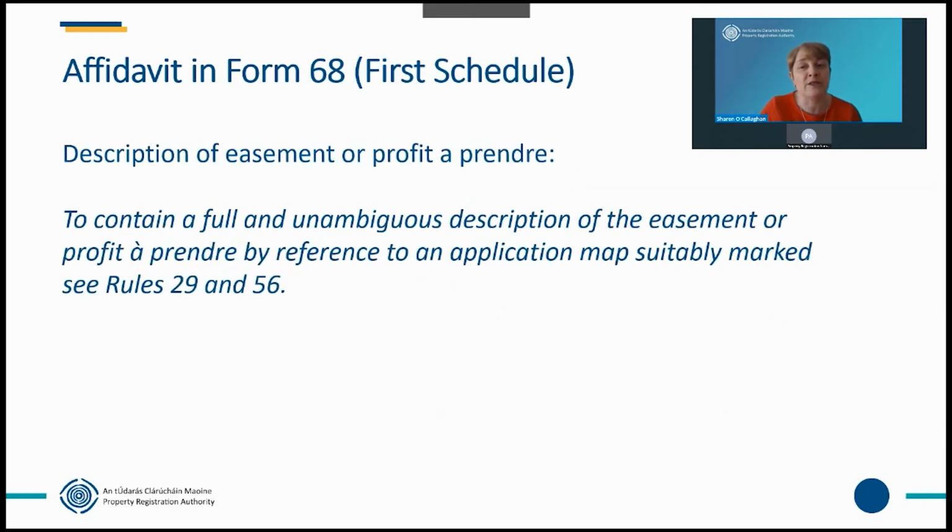Now onto the schedule. The first schedule should contain a description of the easement or profit a prendre, and it should reference the map lodged. And there should be no ambiguity between the description in the schedule and the map lodged. So that is to say, if you refer to a right coloured yellow in the schedule, the marking on the map should also be coloured yellow.